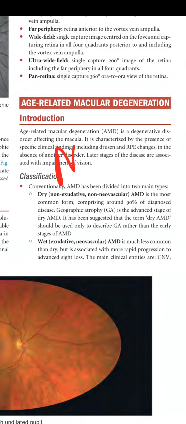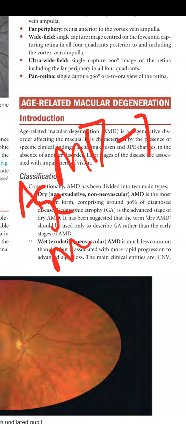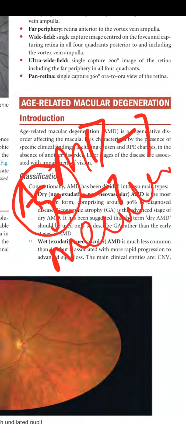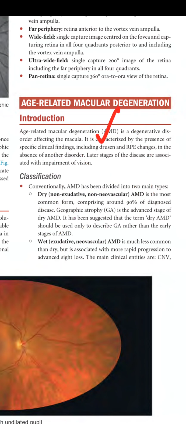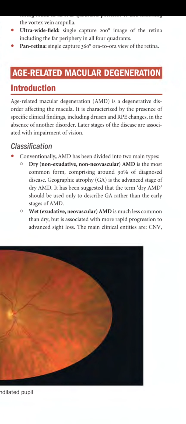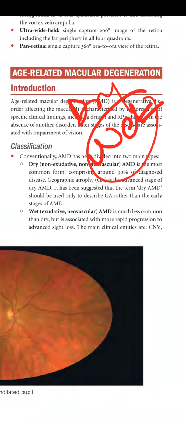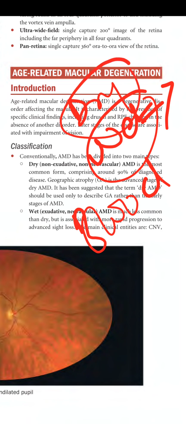So basically, macular degeneration is age related, and there are macular changes due to the aging process, and it is characterized by the presence of drusen, RPE changes, and the absence of other disorders, and there is going to be impairment of vision. So there are two types of AMD: dry AMD and wet AMD. Wet AMD generally means that there is going to be blood vessel formation, whereas in dry AMD there is going to be atrophy.